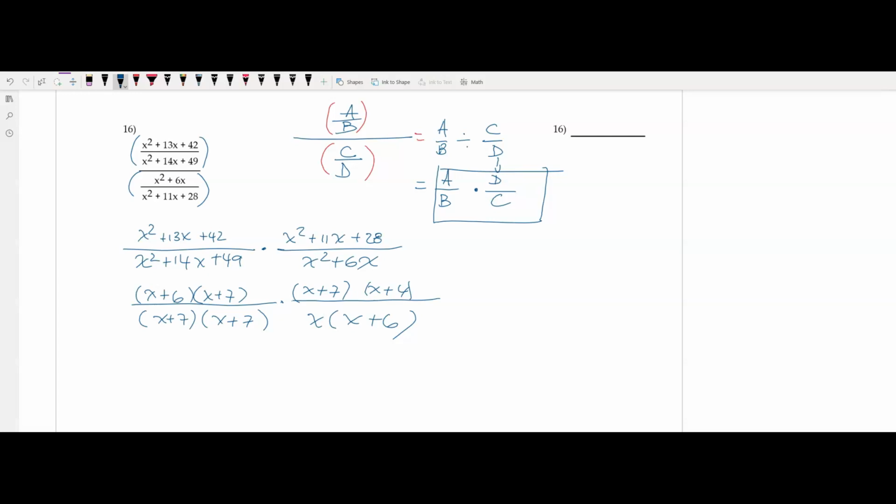And then let's simplify, right? So here we have x plus 7 over x plus 7. So we can cancel that out. We have another x plus 7 on top, at the bottom x plus 7 over x plus 7. We have x plus 6 on top, at the bottom x plus 6 over x plus 6. And that's it. Whatever is left is x plus 4 over x. Okay? Alright, so that's it for this one.